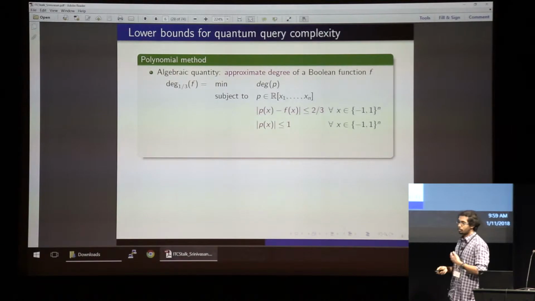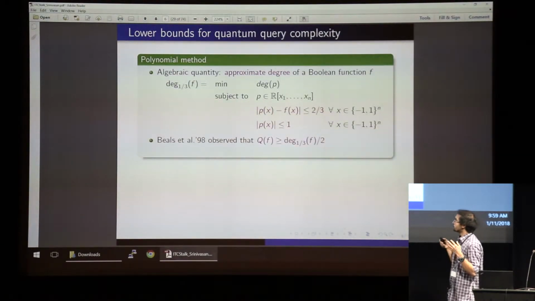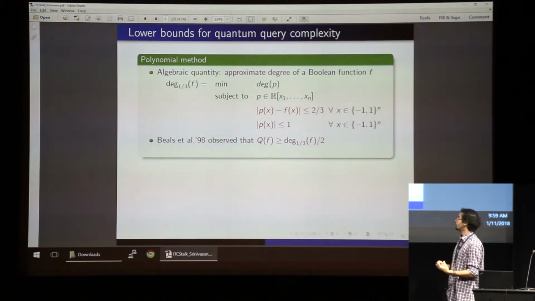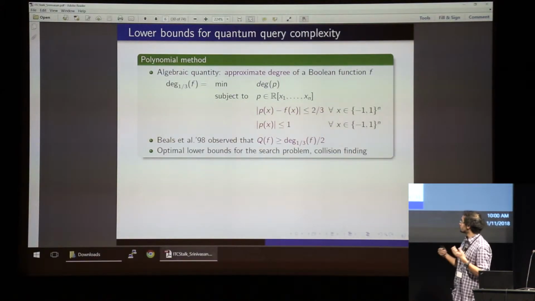And the polynomial method by Beals et al. in 1998 showed that the quantum query complexity is lower bounded by the approximate degree of a Boolean function. So it translates lower bounding quantum query complexity to something purely algebraic, that is just understanding the approximate degree of a Boolean function. And using this method, they reproved the search lower bound.